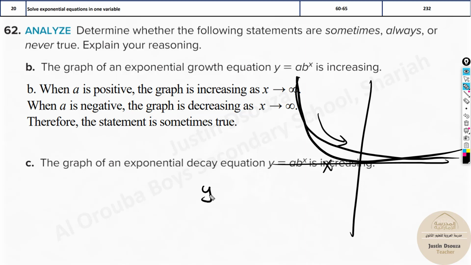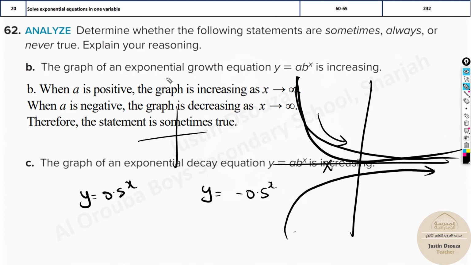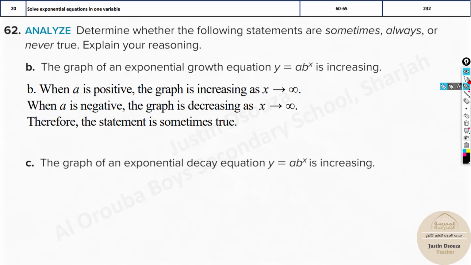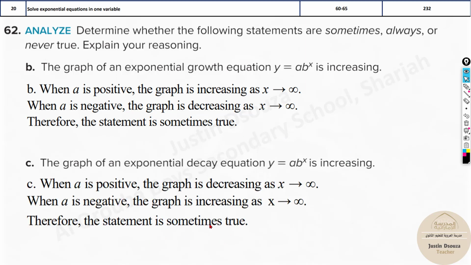But if a value is negative, it's minus 0.5 to the power x, then what happens? It flips. It's like this and it keeps on going. It will keep on increasing. The graph increases. You can try this in Desmos. You can try y is equal to 0.5 to the power x. You know the basic understanding of decay is always downwards, but if you put minus, it will come like this. This is the reason both the problems, sometimes they are true, sometimes they are false. Yes, in certain conditions it will increase, but in certain conditions it will decrease. Even over here, this will be sometimes true.